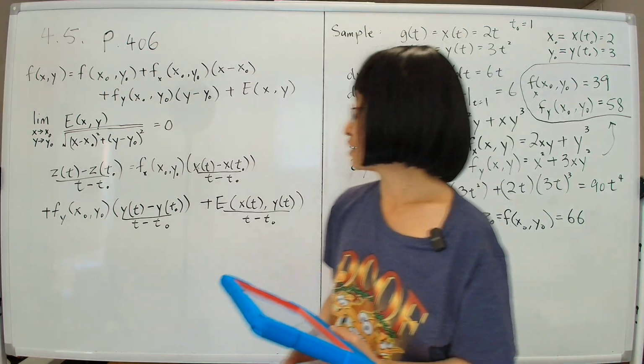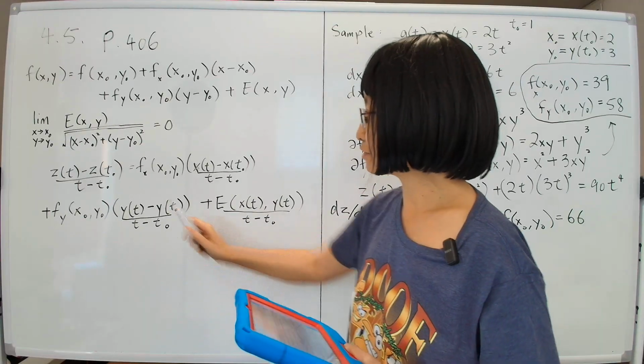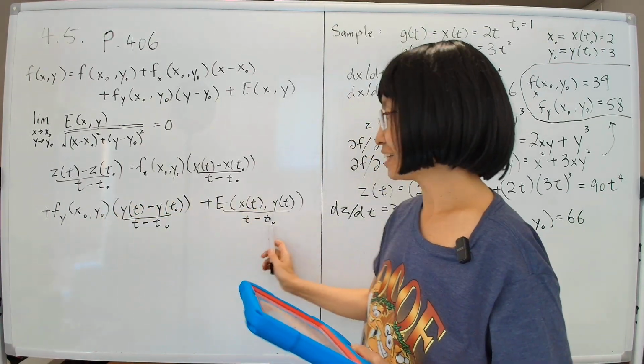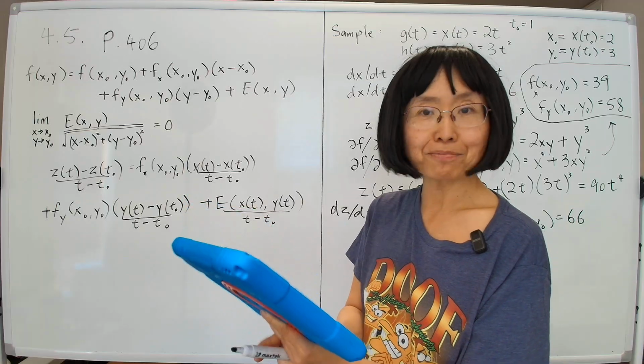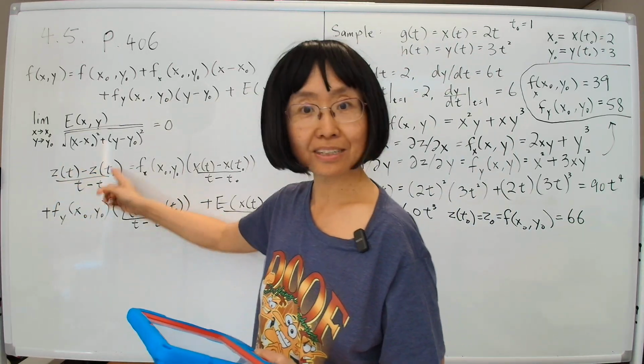The next step, we're gonna divide by t minus t0 across the board. So we have t minus t0 here, and here, and here, and here. Okay, so everything got divided by t minus t0. Why? Now, if you look at this thing, what does this thing remind you of?